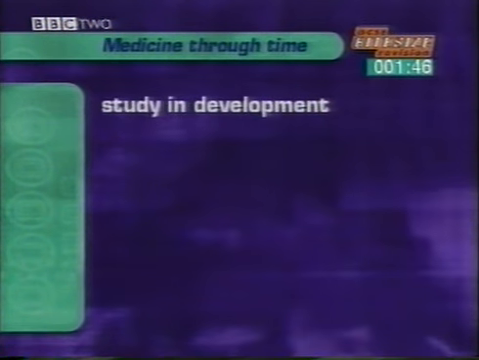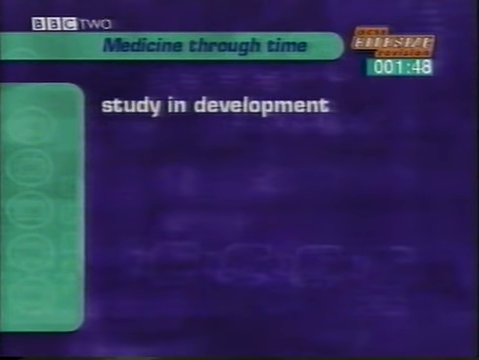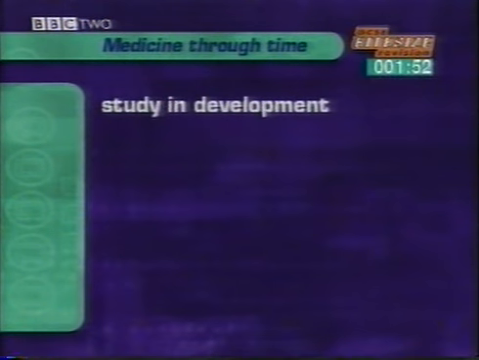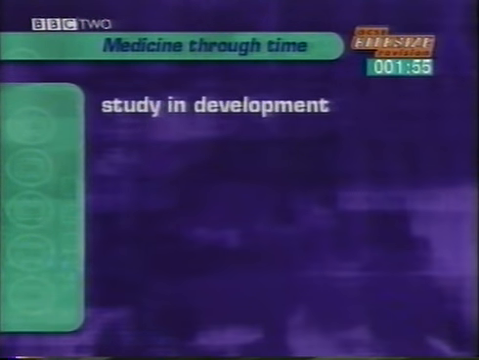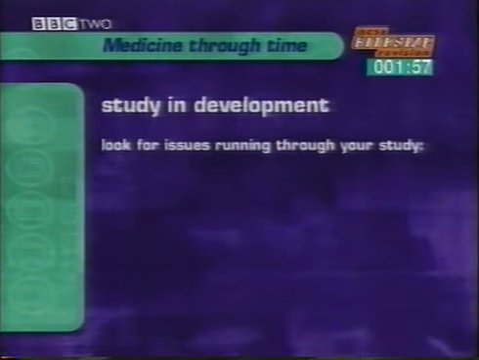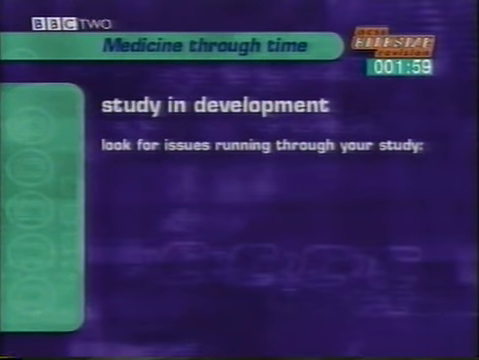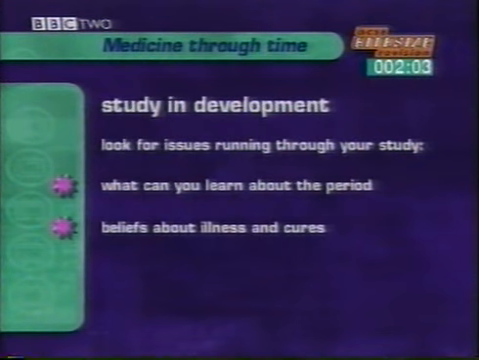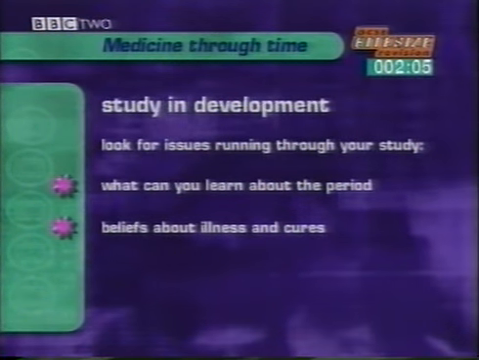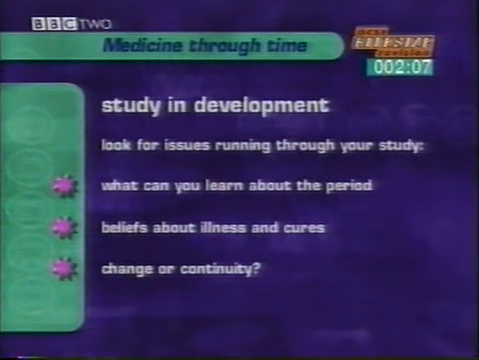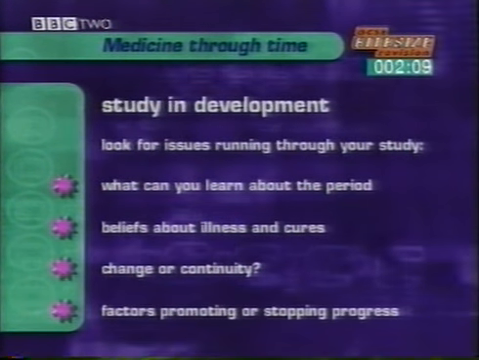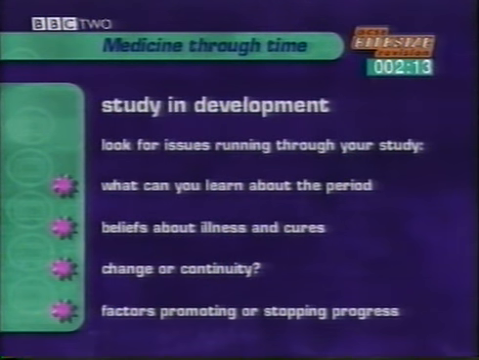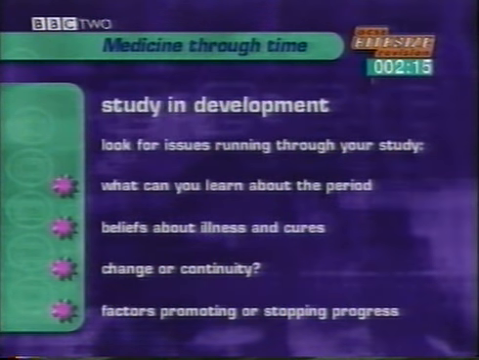Medicine through time is a study in development. That means you have to know about the history of medicine from the Stone Age to the present. The only way of handling such a huge span of time is to look for patterns and issues running through your study. For example, what can you learn from the story of medicine about this period? What did people believe about illness and cures? Was it a time of change or continuity? What factors were helping or stopping progress? These are the kinds of issues you will be asked about in your exam.